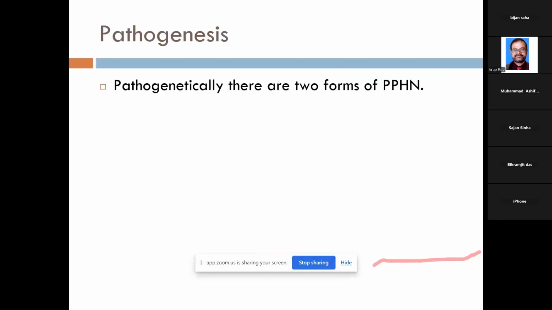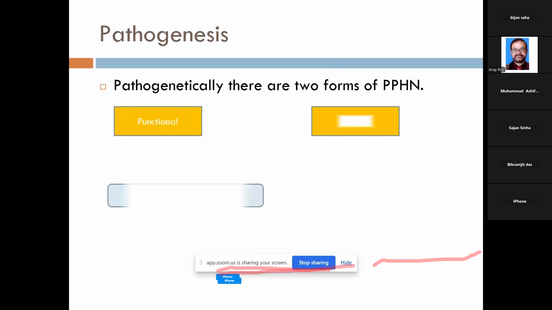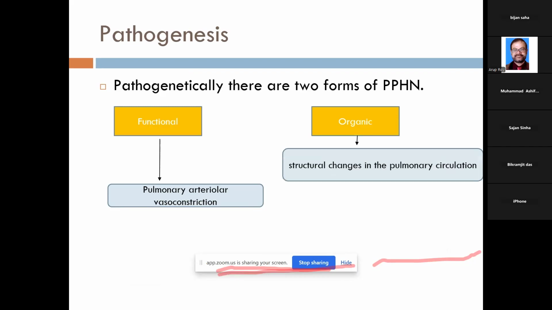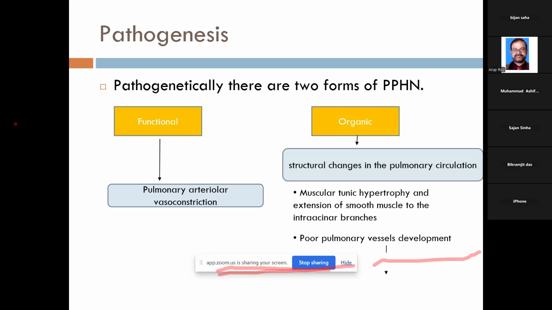Okay, so continuing with the pathogenesis, there are basically two forms of PPHN. One is the functional one and one is the organic one. The functional one is primarily because of pulmonary arteriolar vasoconstriction, and the organic one is primarily because of structural changes, primarily the muscular tunic hypertrophy, which happens under chronic exposure to fetal hypoxia, which we'll discuss later. And these poorly developed pulmonary vessels lead to higher PVR.